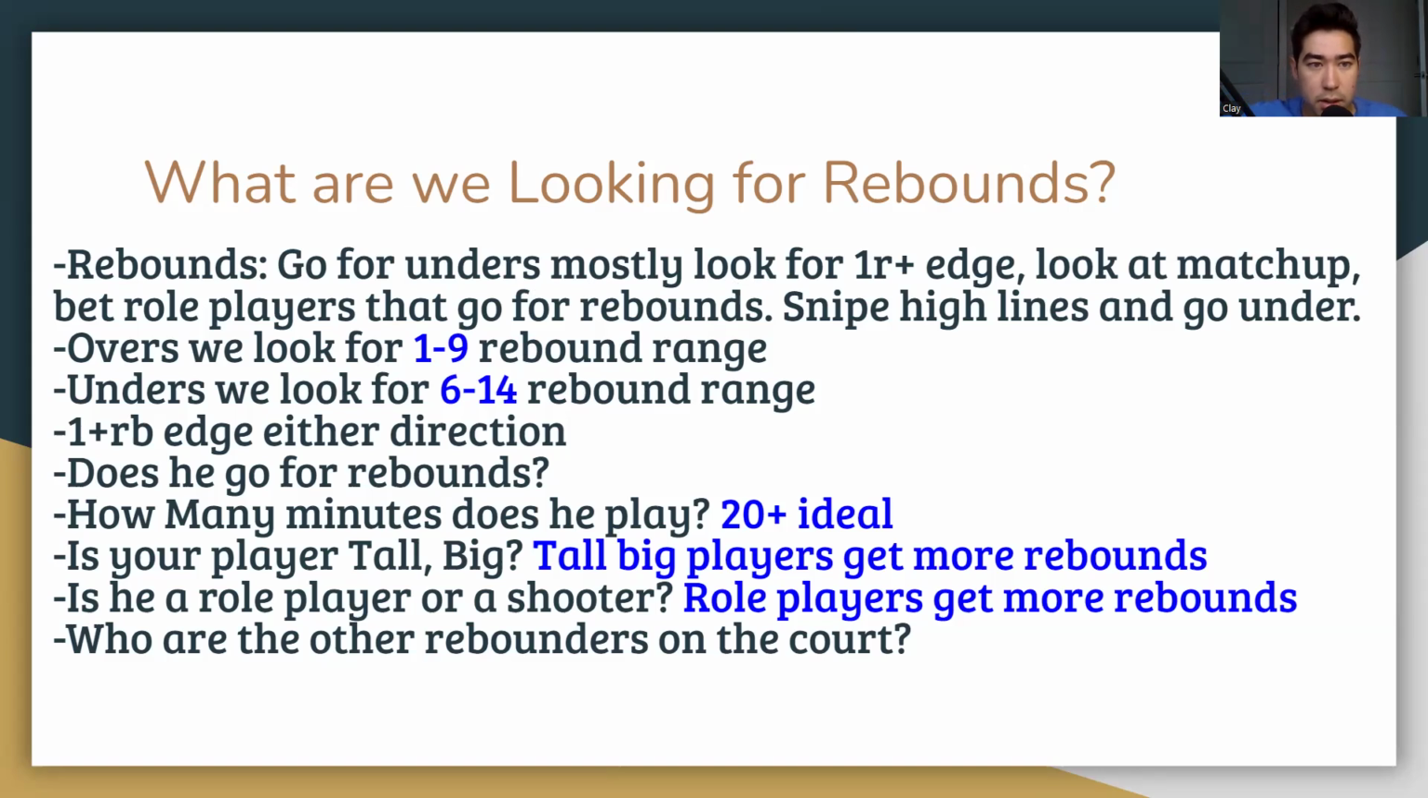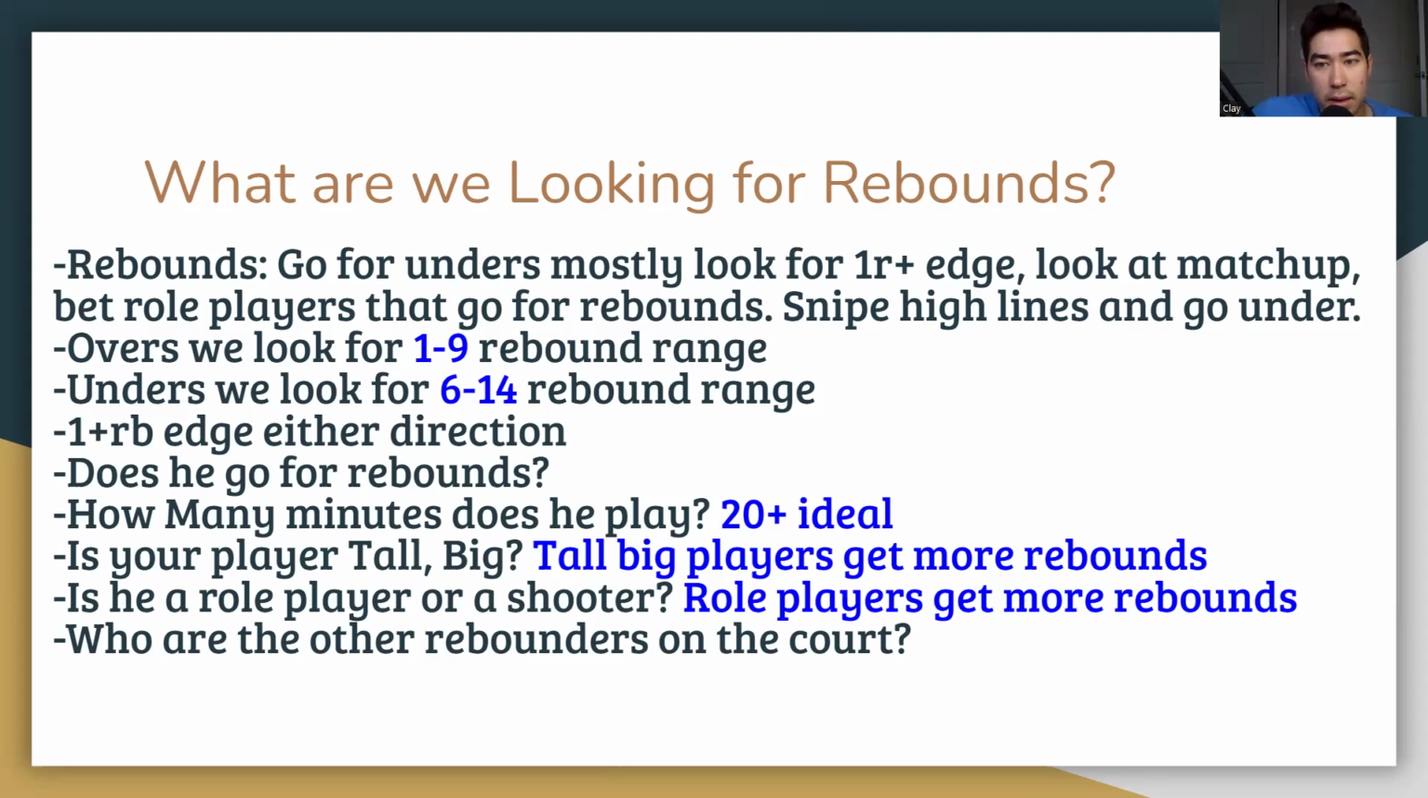So we're gonna look at the matchup, kind of see if it's a high scoring game. If it's a high scoring game, then there's gonna be a lot of rebounds, if they're fast paced players. And then we're gonna snipe high lines, and then go under on them. So if we're seeing like a 12 and a half rebound line, we're gonna be going under on that most of the time, unless it's like Sabonis.